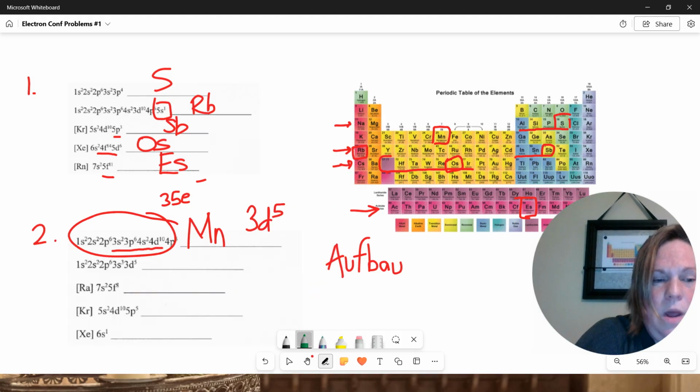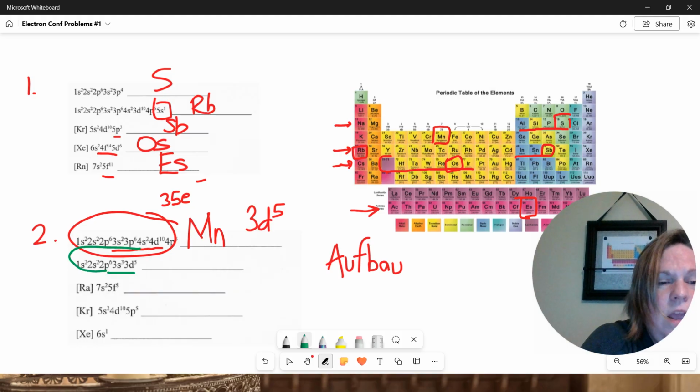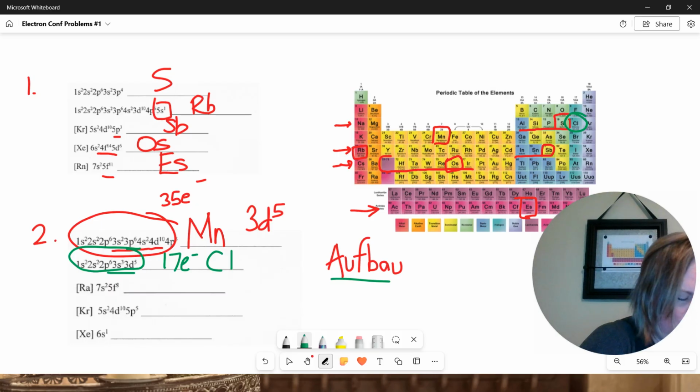Let's go to the second one. Again, they do not have this in correct sequence. It goes 3s and then 3p, then 4s. So this is totally out of sync. If you add up these superscripts, we get 17 electrons. 17 electrons will take us to chlorine, which is right there. And so this is not correct. Again, it's out of sync, according to the Aufbau principle.